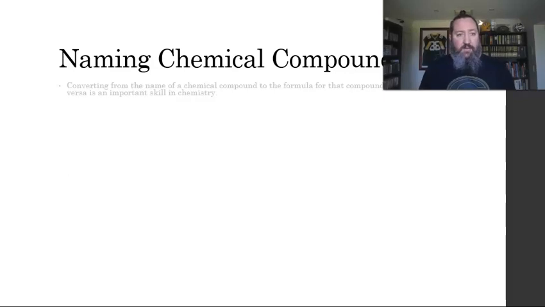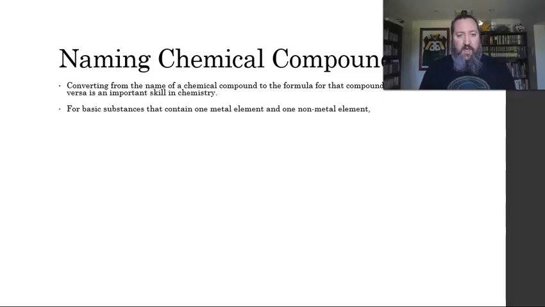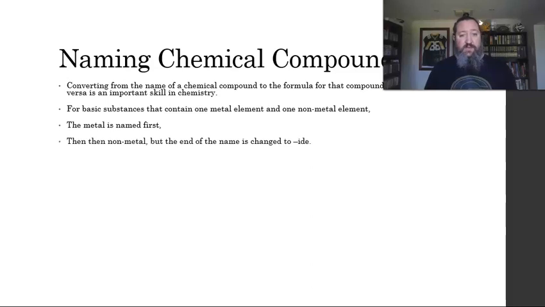So when we're naming our chemical compounds, this is an important thing to be able to do, understanding that the names and the formulas actually relate to each other, and then knowing what to do with that and how to compare those two things. So the most basic of these substances that we're going to name will be one metal and one non-metal. The way we name them is whatever the metal is, we name that first. And whatever the non-metal is, we change that name to ide.